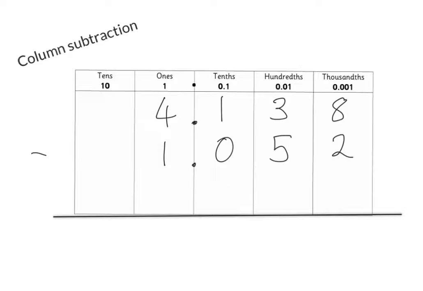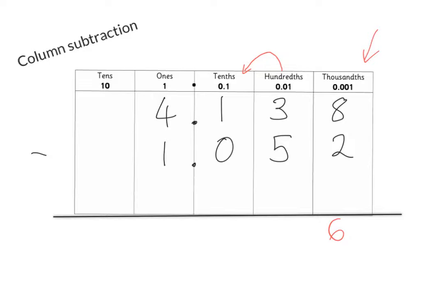So 4.138 subtract 1.052. So we're starting with this column, our smallest column, which are our thousandths. 8 subtract 2 is 6. 3 subtract 5. So if I had 3 counters and I tried to cross out 5, 1, 2, 3, I can't. So we're going to have to borrow. So when we're borrowing, we look to the next column to the left. So I'm going to look at this one, and there's 1 tenth in there. So I'm going to borrow from that.